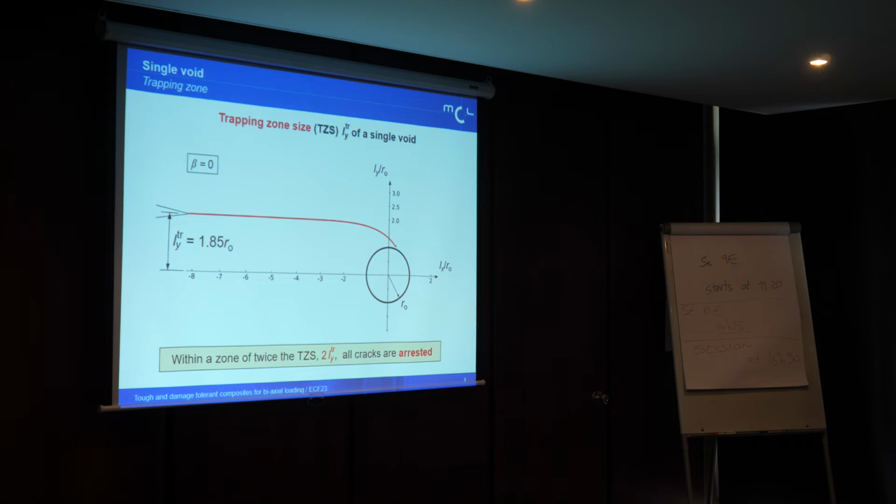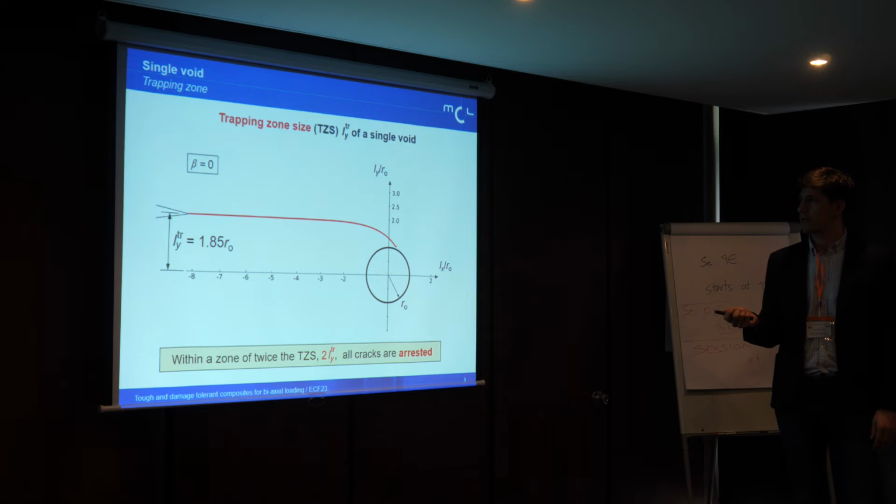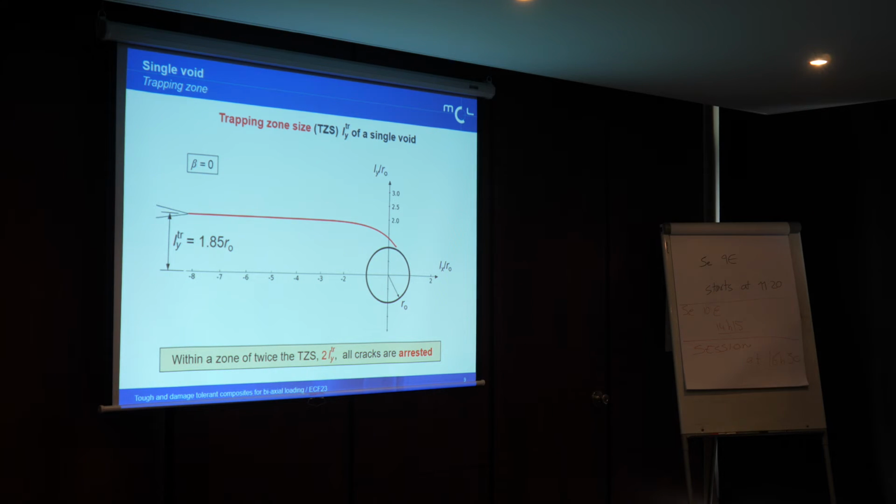Before we went into multiple voids, we analyzed the arrangement of a single void in a material to determine the trapping zone size, which is the zone between the center line of the void and the outermost crack that runs into the void. Within the trapping zone, every crack gets arrested, so it runs into the void. For a circular void, we derive a half trapping zone size of 1.85 times the void radius.